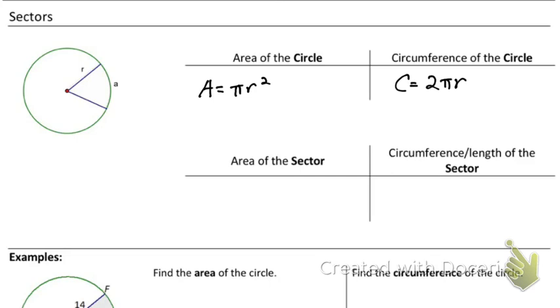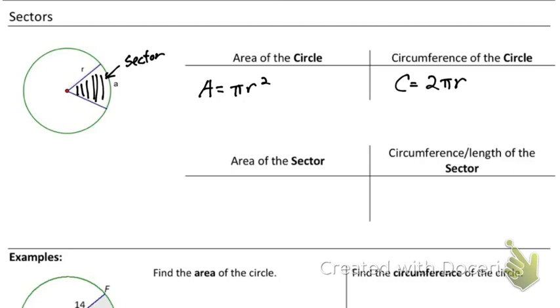Well, then I would increase the difficulty. I would say, you know what? I don't want that whole circle. I now want just this shaded region here. That's all I want. Well, that shaded region is called a sector.